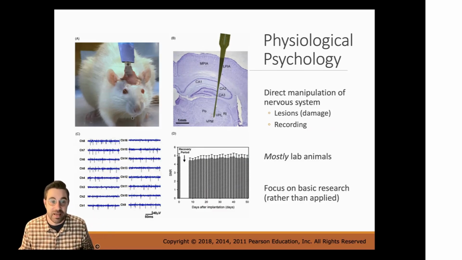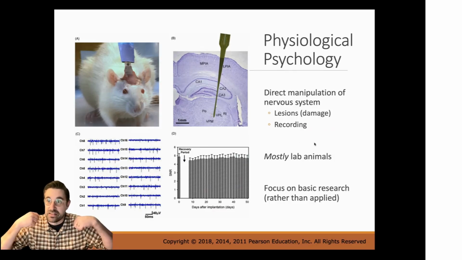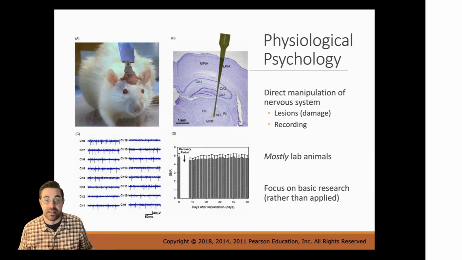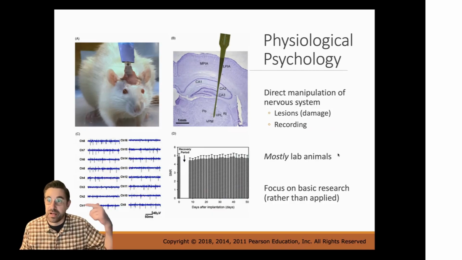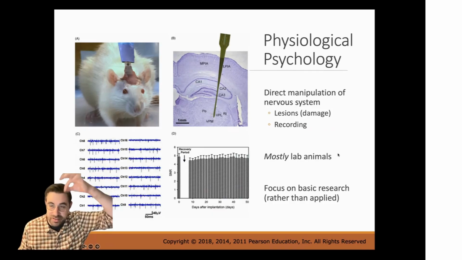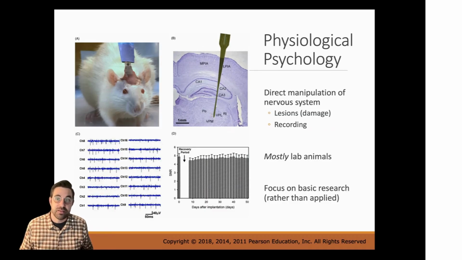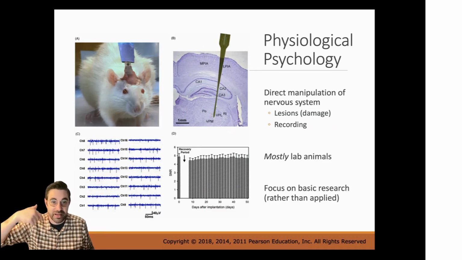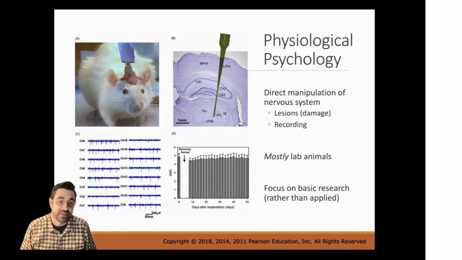Typically, they're going to do this with lab animals, like rats or other animals, because they can get into the brain of the animals and manipulate or measure those brains. Now, it is possible to directly measure the nervous system of humans if you have access to their brain. Maybe you're doing brain surgery for some other reason, that kind of thing. But most of the time, this is going to be animals.